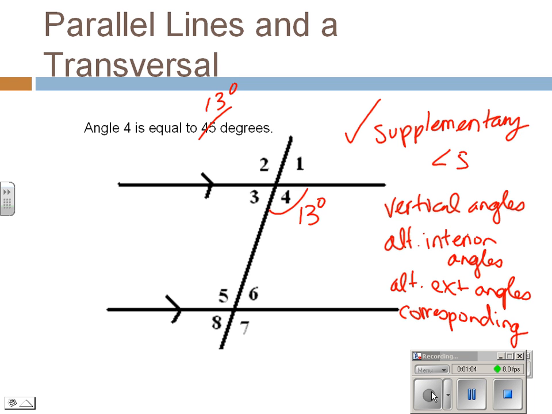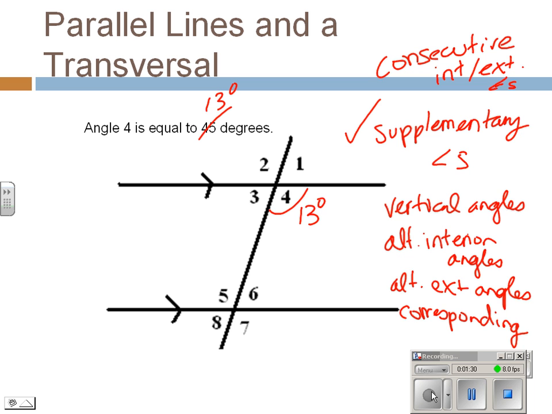Bonus points if you use consecutive interior exterior angles. Those are more rare. I'm teaching you about consecutive interior exterior angles, but they don't really have that on the EOG. Just helpful information.